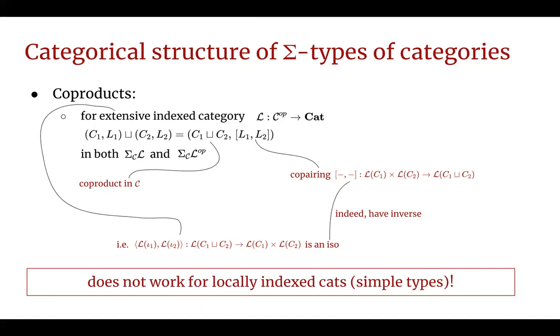Okay. But this construction does not work for any non-trivial locally indexed categories. And it means that to have nice derivatives of languages with sum types, we need to have dependent types in our target language. On the other hand, these coproducts are fibered in the sense that the first component is just the ordinary coproduct in C. So we're lifting the coproduct of C to this total space of the fibration of sigma C L and sigma C L up. So that's nice.